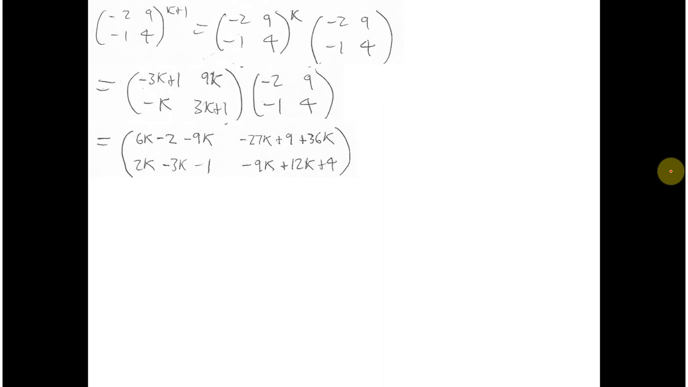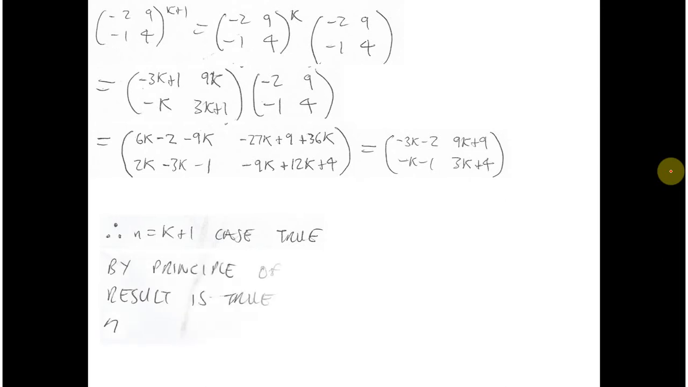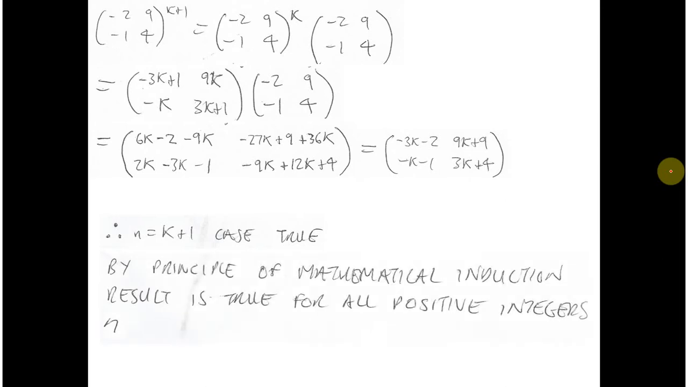And then we collect like terms, and we end up with (-3k-2, 9k+9; -k-1, 3k+4) as required. Therefore the n = k + 1 case is true, and by the principle of mathematical induction, the result is true for all positive integers n.